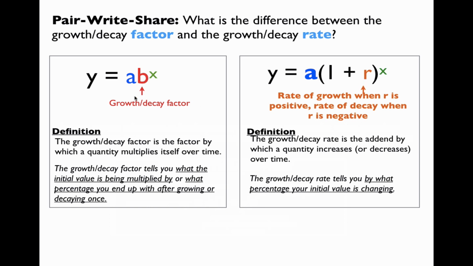Where b is the growth or decay factor, and the growth or decay factor tells you what the initial value is being multiplied by, or what percentage you end up with after growing or decaying once. And the growth rate tells you by what percentage your initial value is changing. So these are just two different forms of the same thing. The value b is actually equal to 1 plus r, or 1 minus r if r is negative.